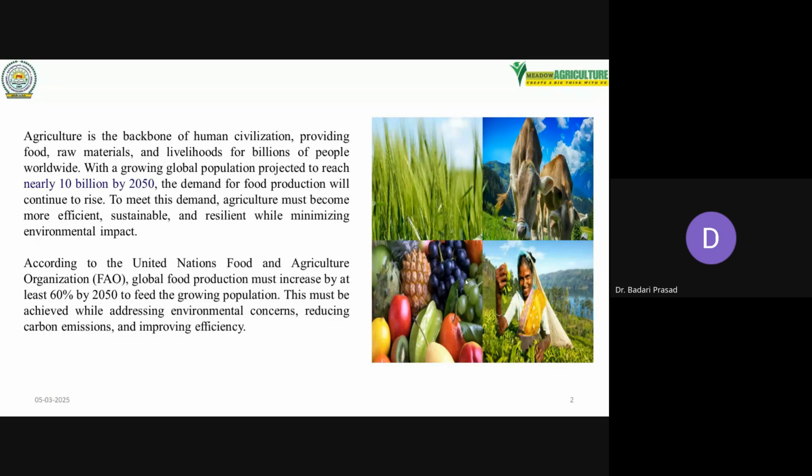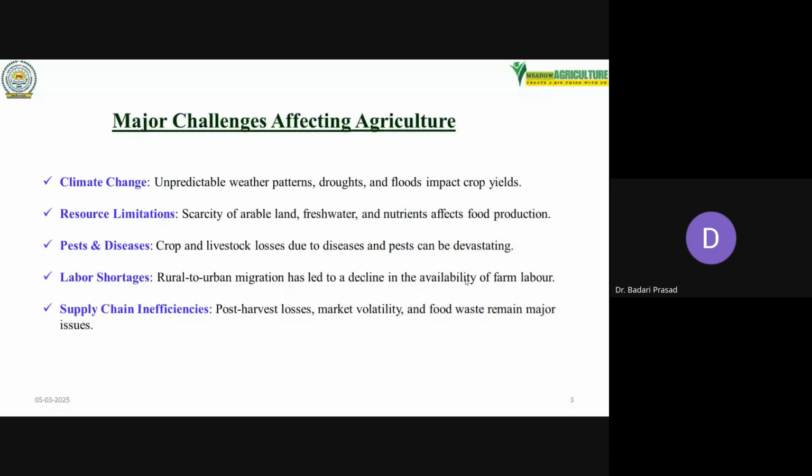With this huge growth of population, we need to provide a lot of food. So now agriculture has taken a major role. With less imports, we have to grow more. In that situation, FAO has already predicted that global production would be increased by 60% by the year 2050 to feed this enormous population. To achieve this, we are facing environmental concerns, reducing carbon emissions, and improving efficiency. These are the three major criteria in achieving this goal.